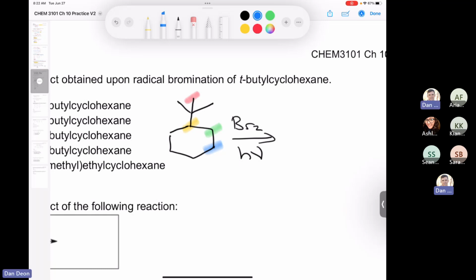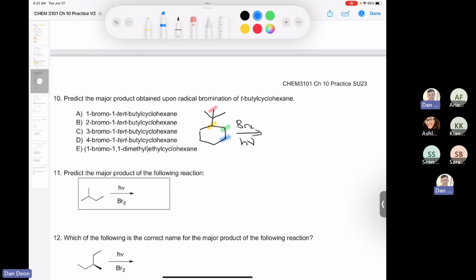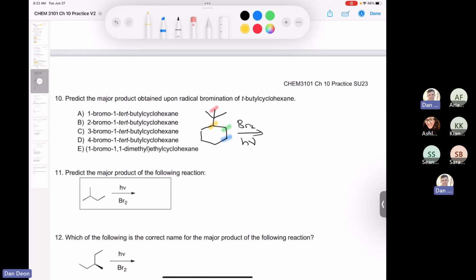Where would my bromine go? Yeah, exactly. Thanks, Sean. It's going to go where the yellow carbon is, right? It's going to go to the most substituted position. And we covered the reasons as to why that would happen last class. So we're going to have our bromine here, and then we're going to have our tert-butyl group here.